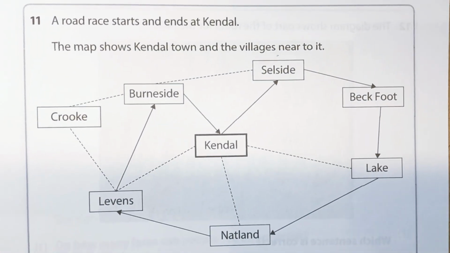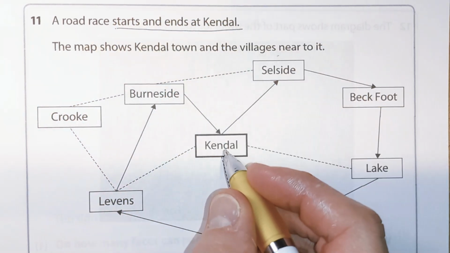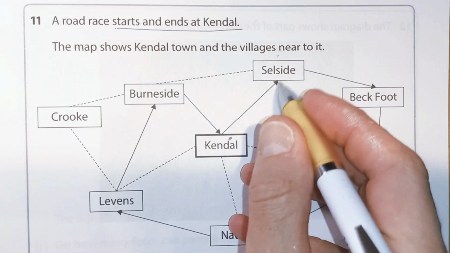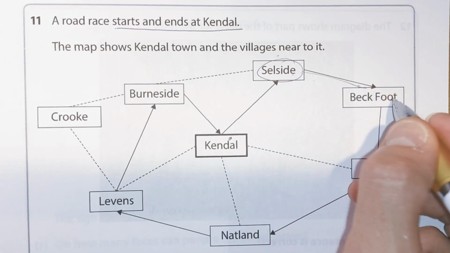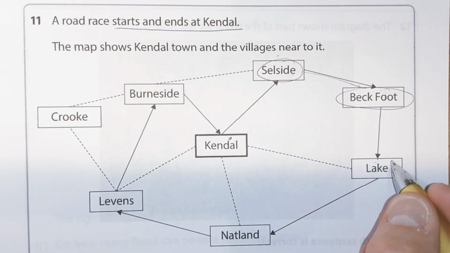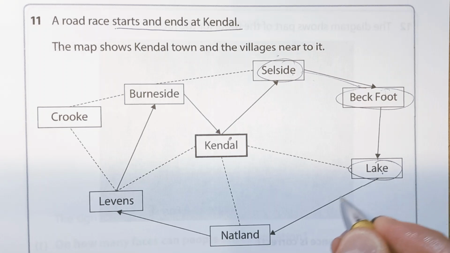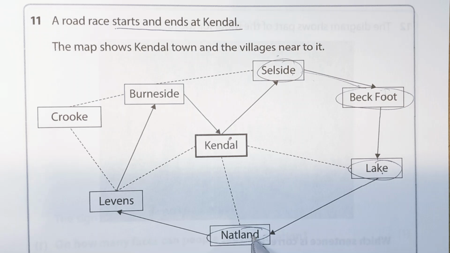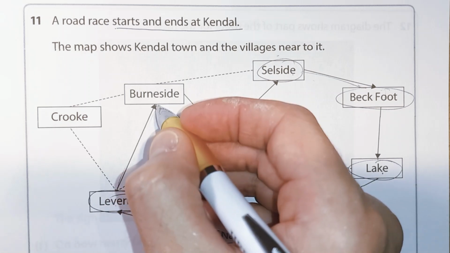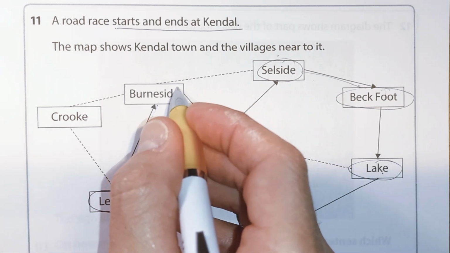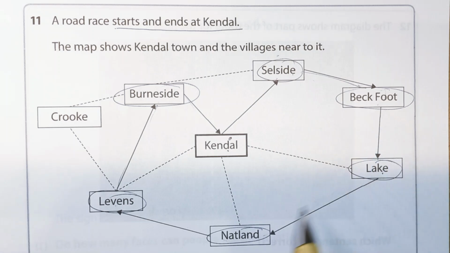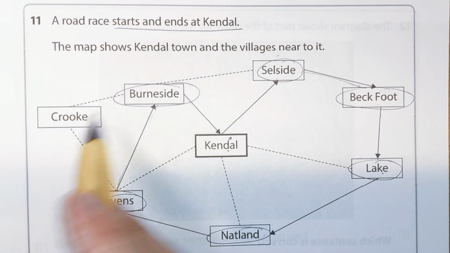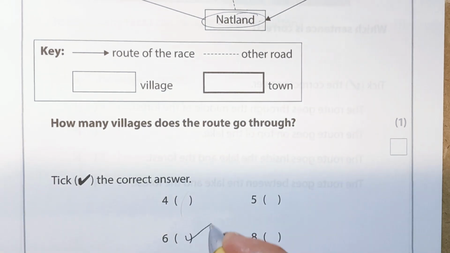Okay. Right. It starts and ends at Kendal. So we're starting here, and we're going to follow these thick lines. These are the route it's following. So it's going to do one village. It's then going to go along here. Another village. This lane here. So three villages. We're following these arrows. Four villages. So that was one, two, three, four villages. Going along to here, that's five villages. Then it goes along this solid arrow to Burnside. That's six villages before coming back to Kendal. So one, two, three, four, five, six. But it doesn't go through Crook. So just the six. So we can tick six down here.